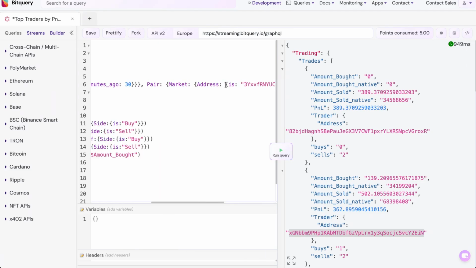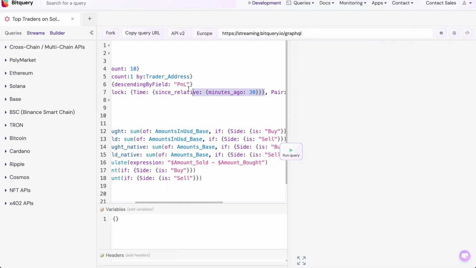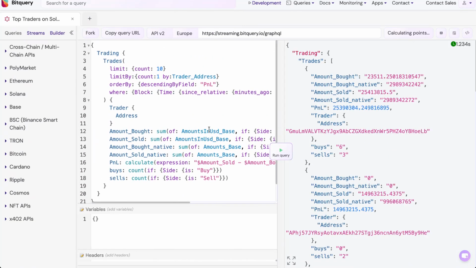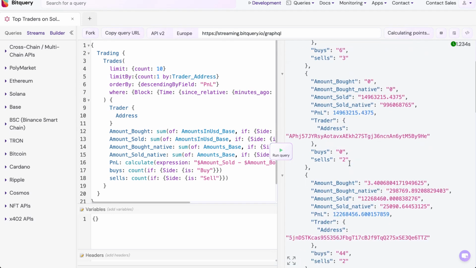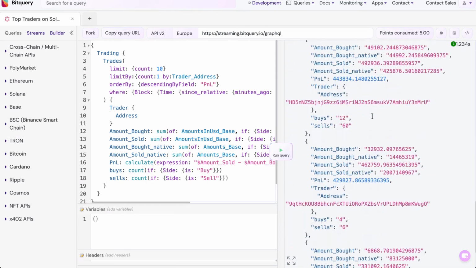Or find the top traders across an entire blockchain. Top 10 traders on Solana in the last 30 minutes. Change the network to track any supported chain. New trade stream. Multi-chain DEX trades in real time with powerful aggregation for PnL calculations.